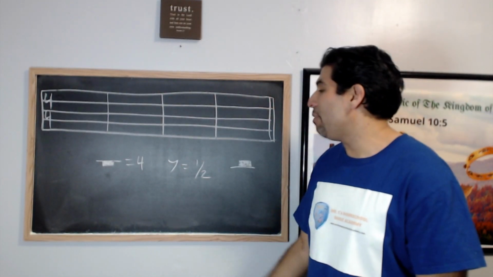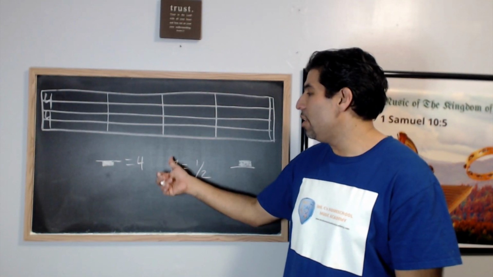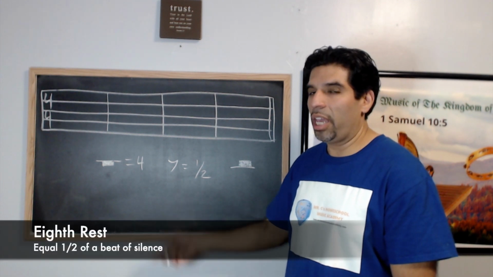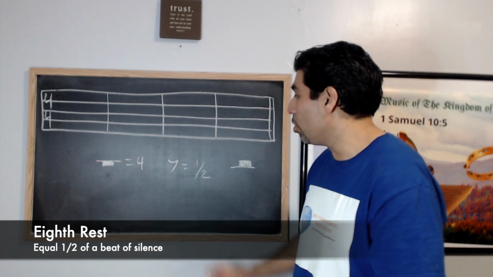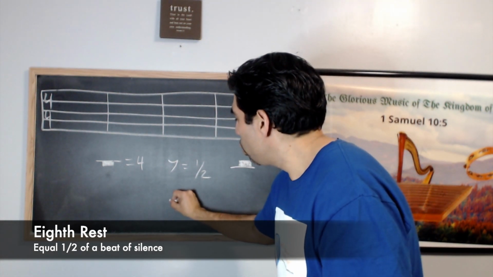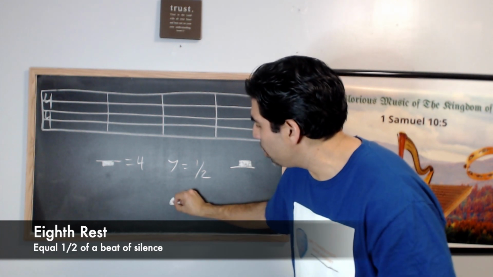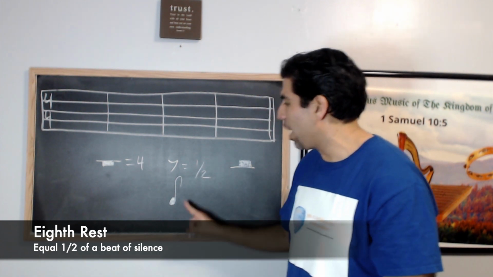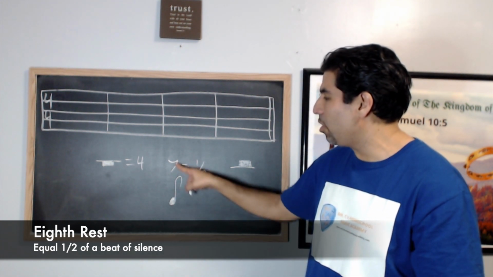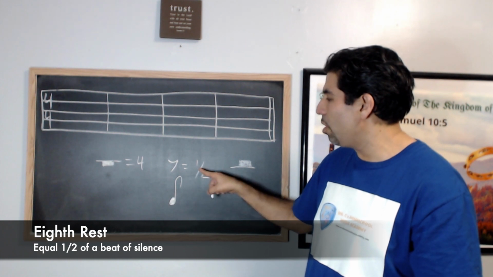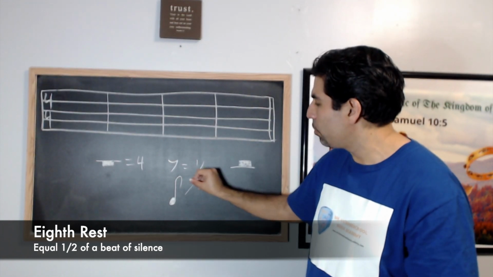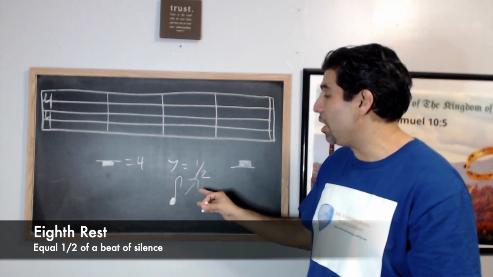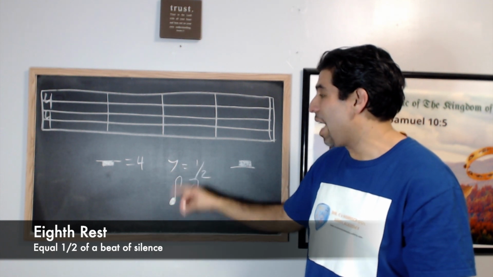But then after that, take a look, this is our 8th rest. Now think of a note that has the same name, 8th. That would be our 8th note, which looks like this, right? We have the shaded in note head, then we add the stem, and then our little flag. That would be our 8th note, which is worth half a beat. Our 8th rest is also half a beat.